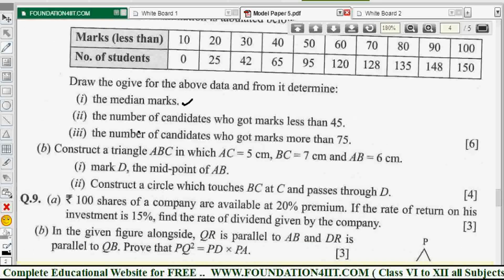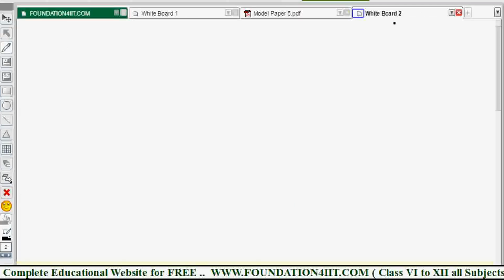Second is about construction. Construct a triangle ABC in which AC is 5 centimeters, BC is 7, AB is 6. From the same channel you can find the videos on geometrical constructions, just go through those. Roughly I'll explain this problem here. First we need to construct triangle ABC with the 3 sides given. You take the base BC.